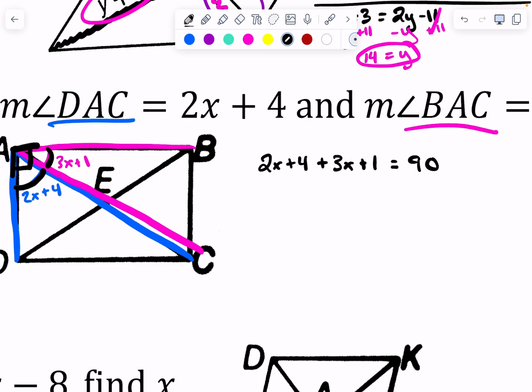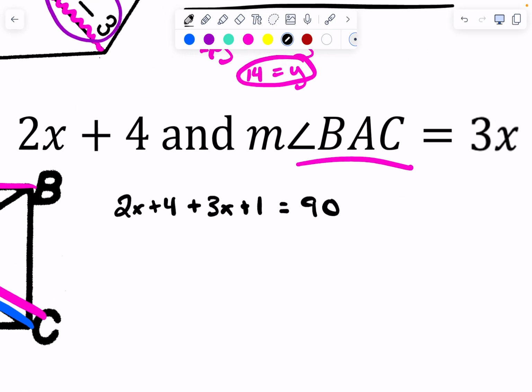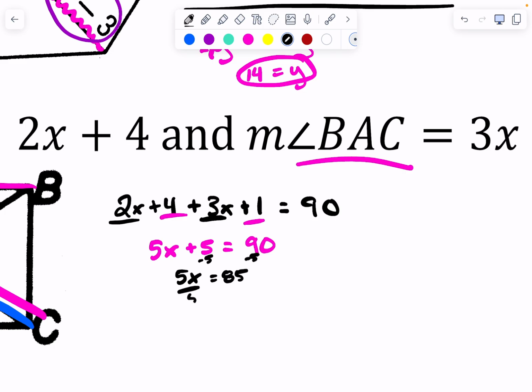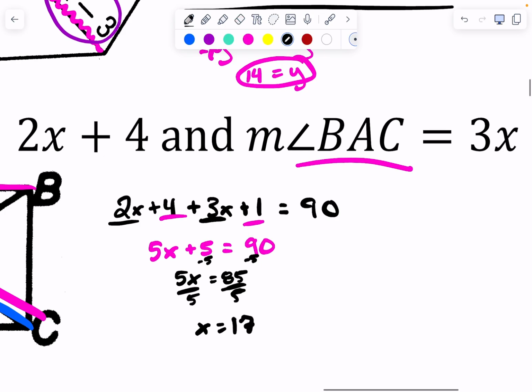Okay, so now, 2x, 3x, same side of the equal sign, so we've got 5x. 4, 1, same side of the equal sign, so 5x plus 5 equals 90. And then we do some things. 5x equals 85. Divide by 5, and x equals 17.